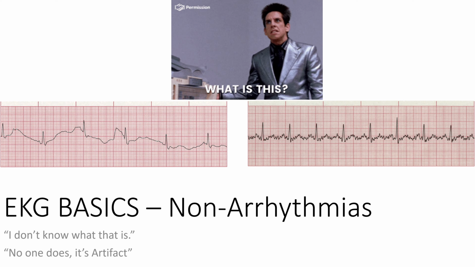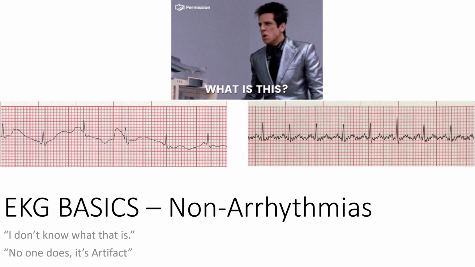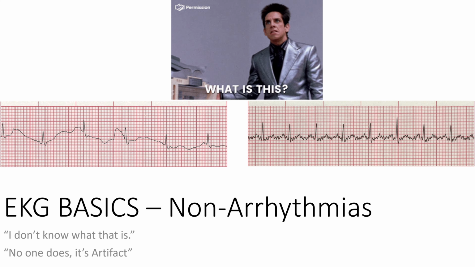All right, so we'll finish this little section on artifacts, and then we'll take another break. All right, so things that are not arrhythmias. Before we get into arrhythmias, where we talk about atrial rhythms and sinus rhythms and ventricular rhythms and AV blocks, we're talking about things that are not rhythms, right? Things that are not rhythms, if you can't figure it out, it might be artifact.